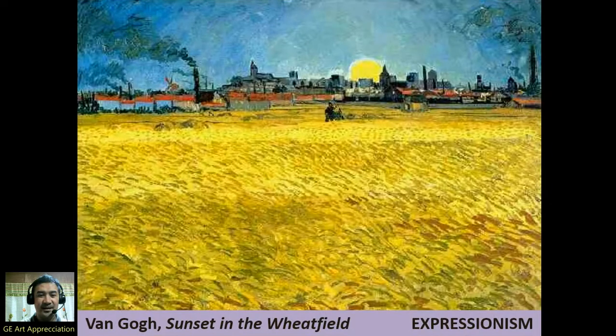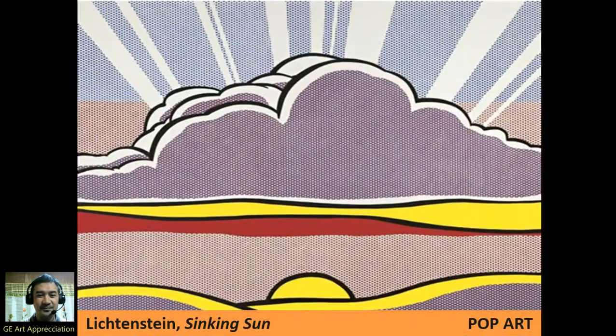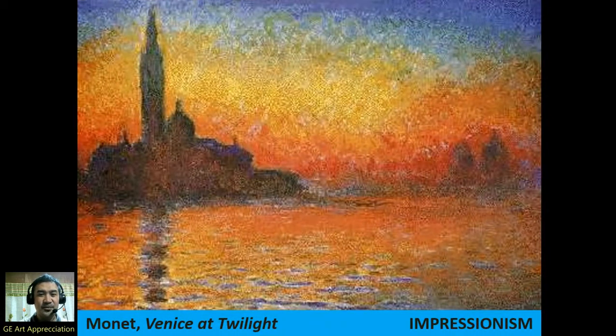Okay. How about here? The painting of Van Gogh. That's the sunset in the wheat field. It is picturesque. Okay, because the colors are beautiful, you can say. How about Lichtenstein, the sinking sun? Okay, I still classify this as picturesque because of the beautiful colors. The Monet, the Venice twilight. Okay, still I can classify this as beautiful colors. It's still picturesque for me.